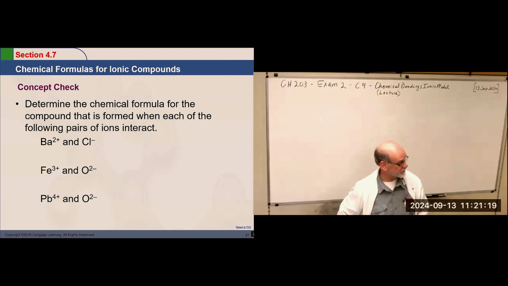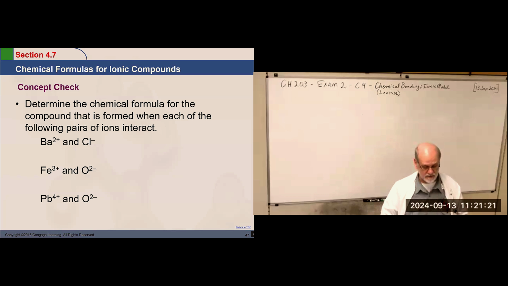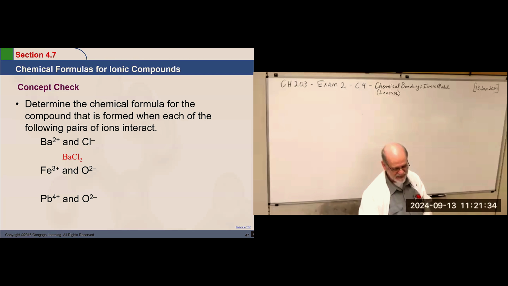Barium is an alkaline earth, so it's going to have a 2+ charge. Chlorine is a halogen, a -1 charge. So how many chlorines do we need to balance? 2, right? 2 negatives balance 2 positives. So it'd be barium, BaCl2 would be the proper way to write that compound.